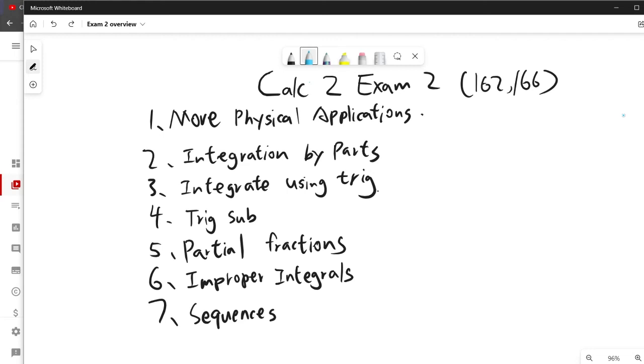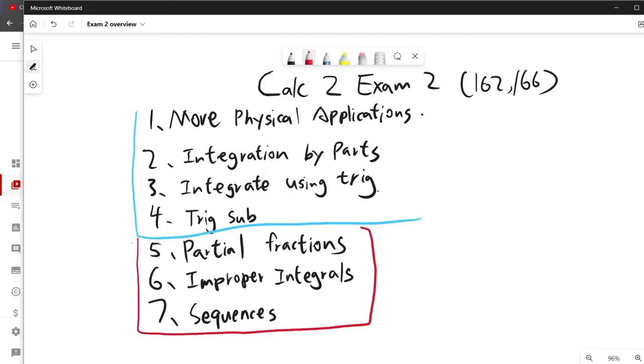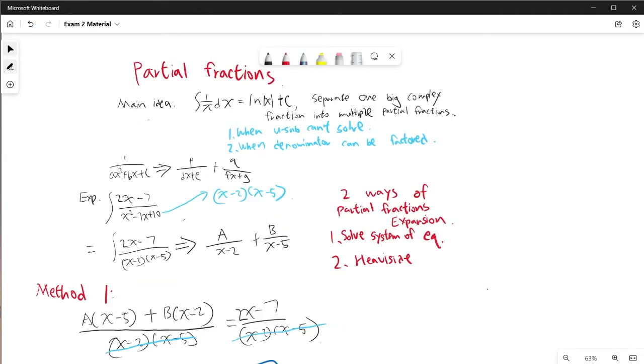Hello everyone. In this video, I'm going to continue going over the general concepts on the Calc 2 Exam 2. This applies for both MA 162 and MA 166. In the last video, I went over points 1 through 4. In this video, I'm going to continue on explaining partial fractions, improper integrals, and some of the intros to sequences and series. Continuing on to partial fractions.